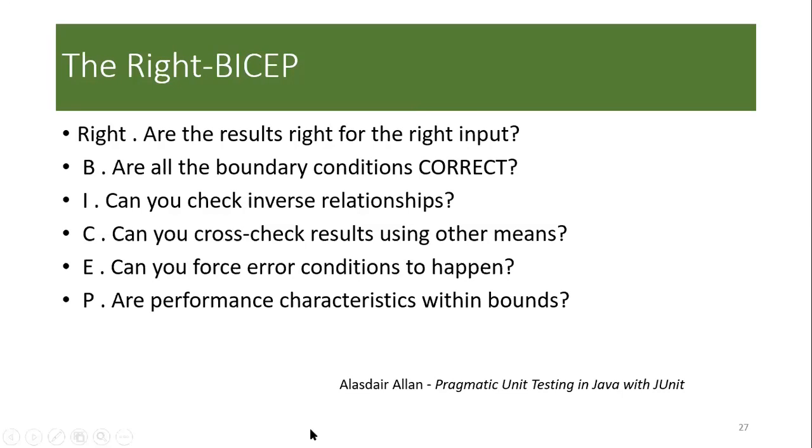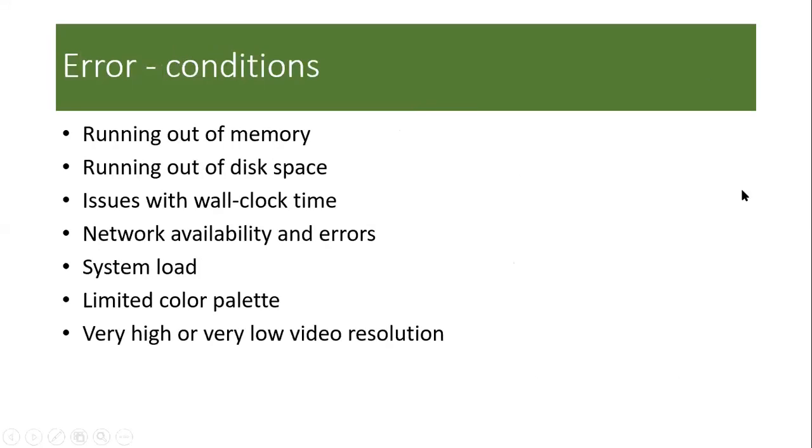Now, cross-check doesn't make sense here. It's just set. You don't need to call other functions. Error conditions, we just did that when we talked about range. And once again, performance doesn't make any sense. So this is the criteria that we should apply.